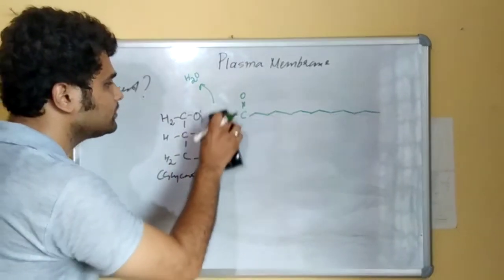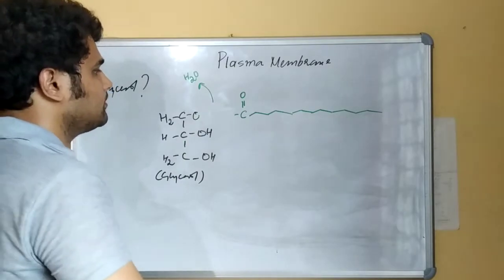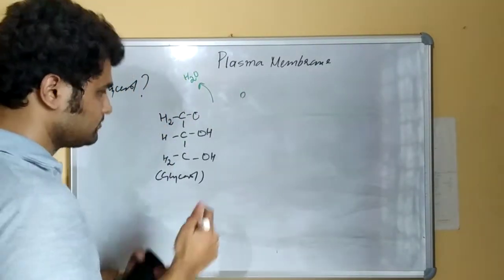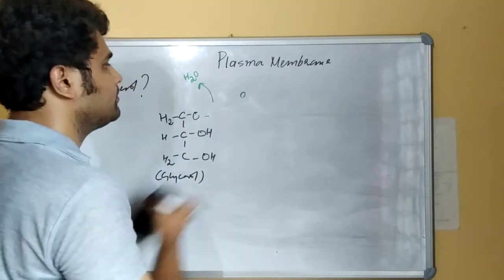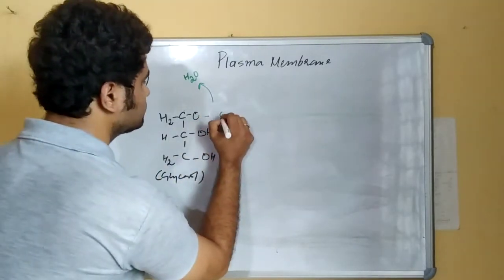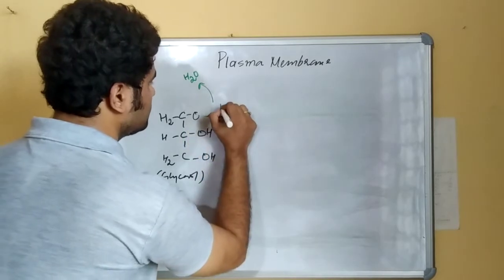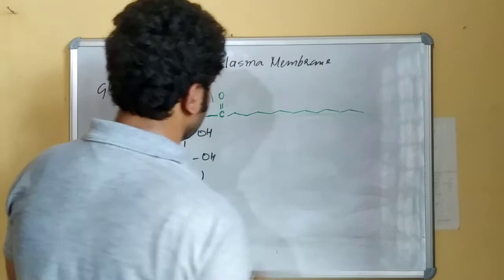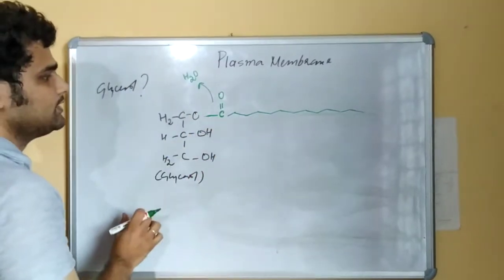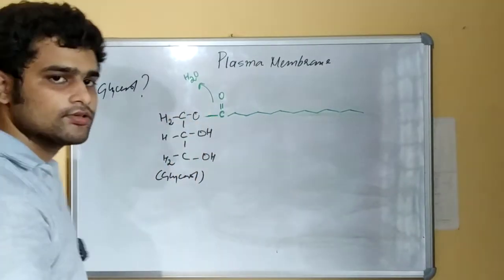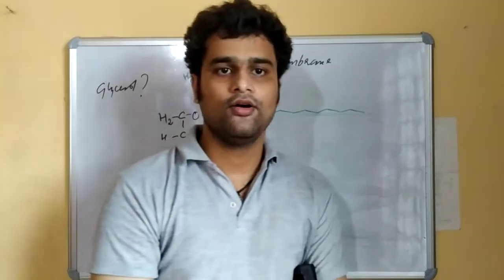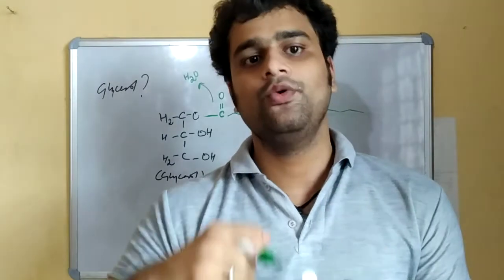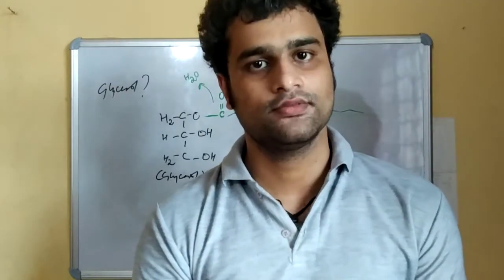The net result will be this. So a fatty acid has been added to a glycerol molecule. How? By formation of a bond at the expense of water.